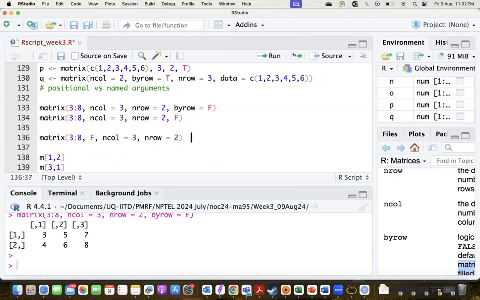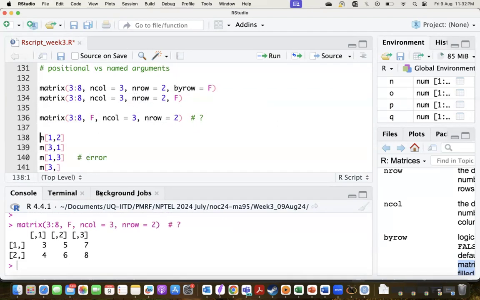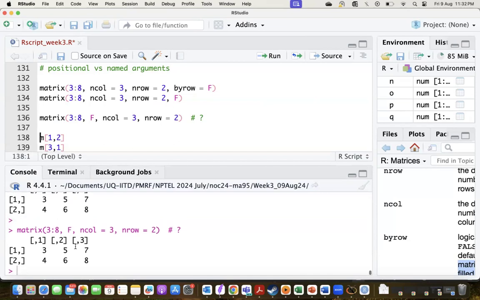Now tell me what would happen if I would have written it this way. What's going to be the output here? What would happen if I run line number 136? It will be the same. The same as which one? These two? 134. 134. Okay. So it's correct, right?